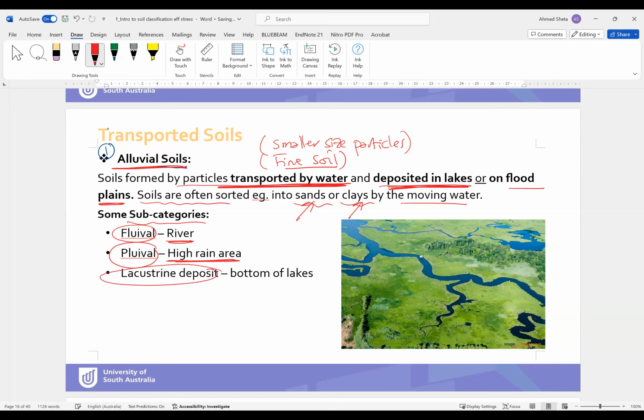Lacustrine deposit, if it is in the bottom of the lakes. Okay, so these are divisions of the soil, or subcategories of the alluvial soil.